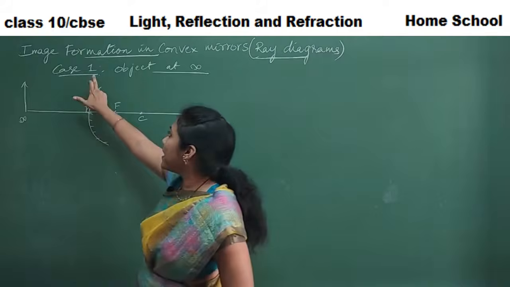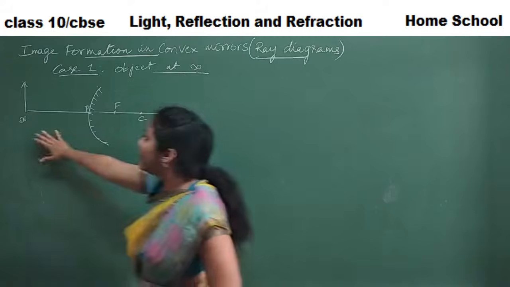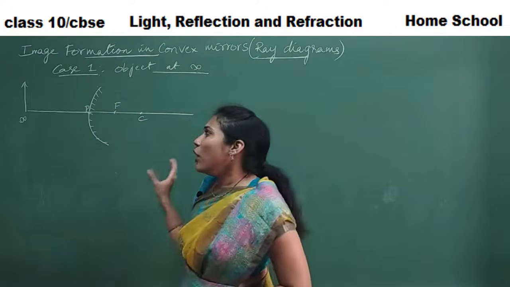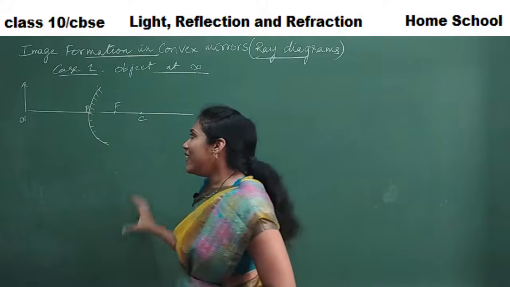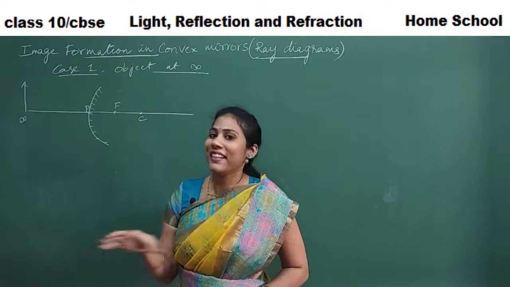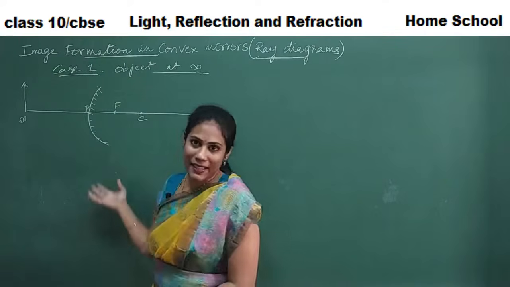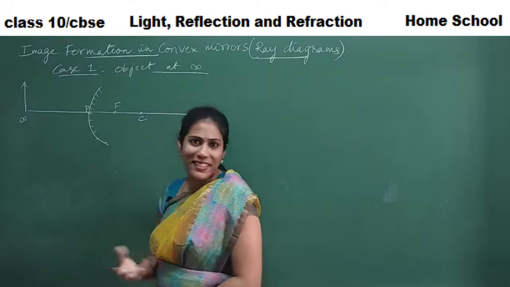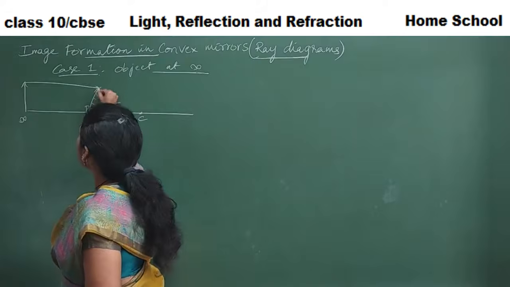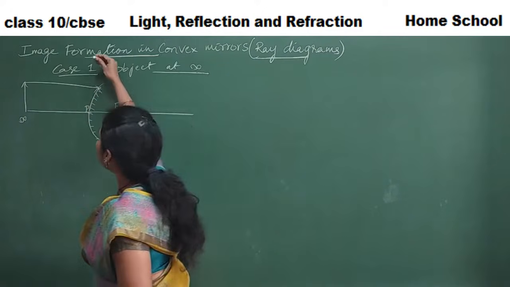Now the first case I am discussing, that is the object is at infinity. I kept the object very far away. We all know very well that whenever an object is very far away, the incident rays are almost parallel to the principal axis. So that kind of incident rays we will get. Here I will take the incident ray that is parallel to the principal axis. And how does it get deflected?